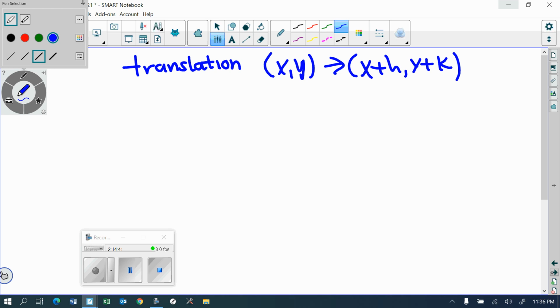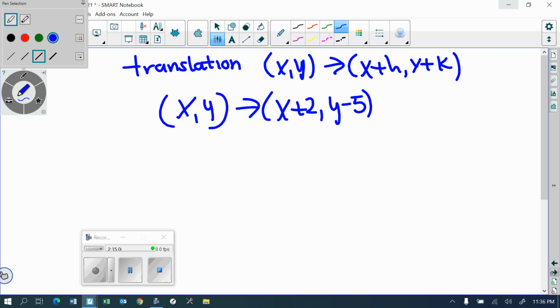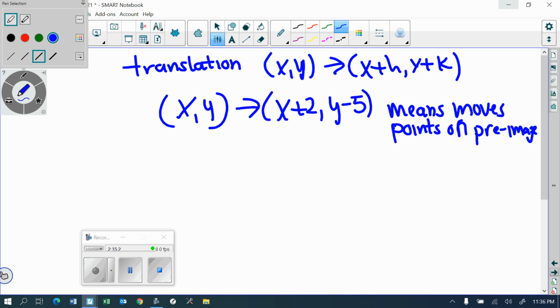Okay, so that means I've moved it. I've just added to the x coordinate and added to the y coordinate, or subtract it, add or subtract. So if I had the rule x comma y goes to x plus 2, y minus 5, what that means is move points on the pre-image, whatever that triangle, quadrilateral is, etc., 2 to the right and 5 down.